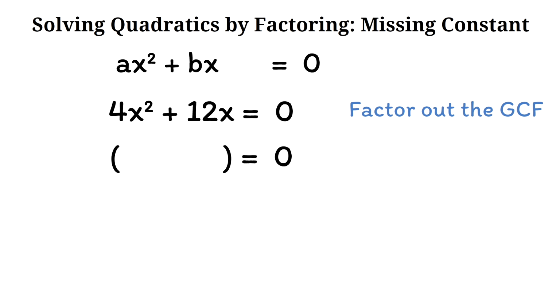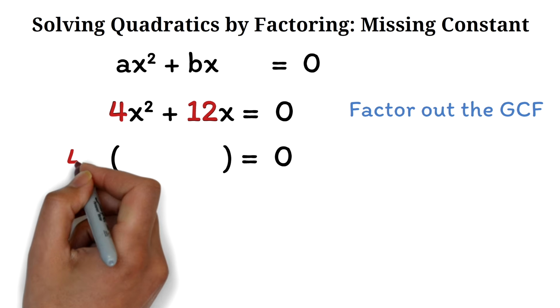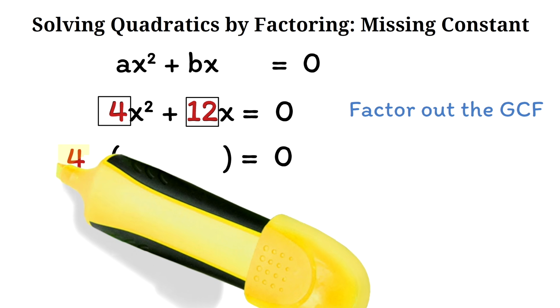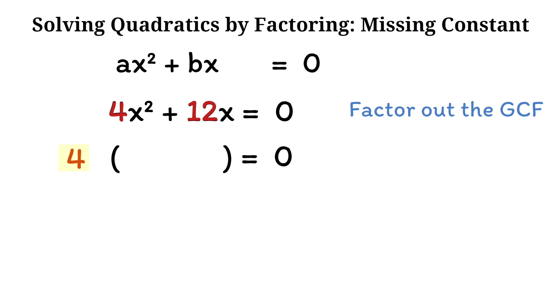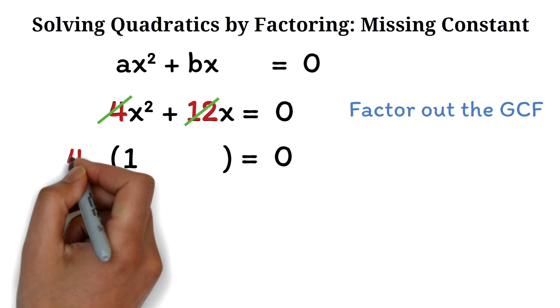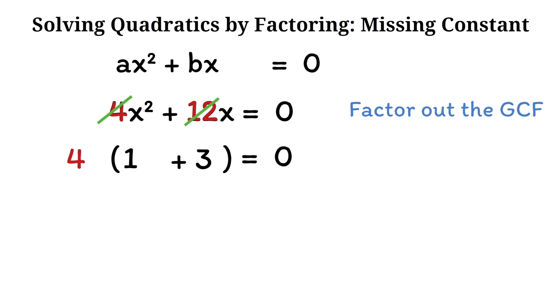Let's start with the numbers. We find the greatest common factor of the 4 and 12. That's the biggest number that can divide both 4 and 12 without a remainder. That number is 4. So we factor it out. Now, we divide the numbers by the greatest common factor. We divide the 4 by 4 to get 1. Then we divide the 12 by 4 to get 3.